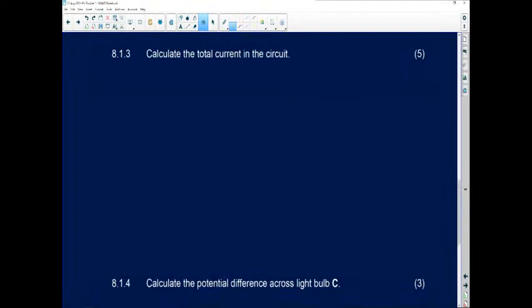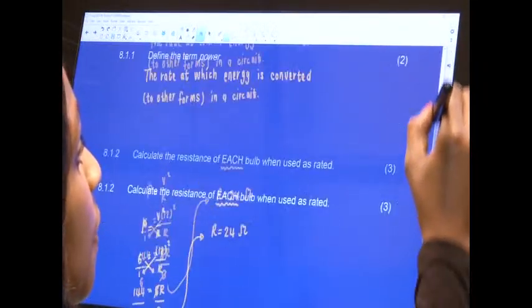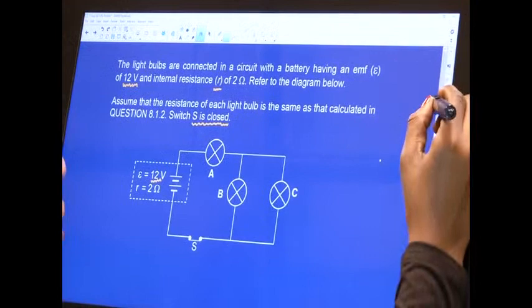8.1.3 says we must calculate the total current in the circuit. Now you must remember, in order for me to calculate the total current in the circuit, I must first find the total resistance in the circuit. I am given my EMF of my circuit. I'm also given the power of my circuit. So therefore, I can calculate the whole current that's actually flowing through. So let's see how we're going to do this one. Let's just go back to the circuit, and then I can see what we're going to do here.